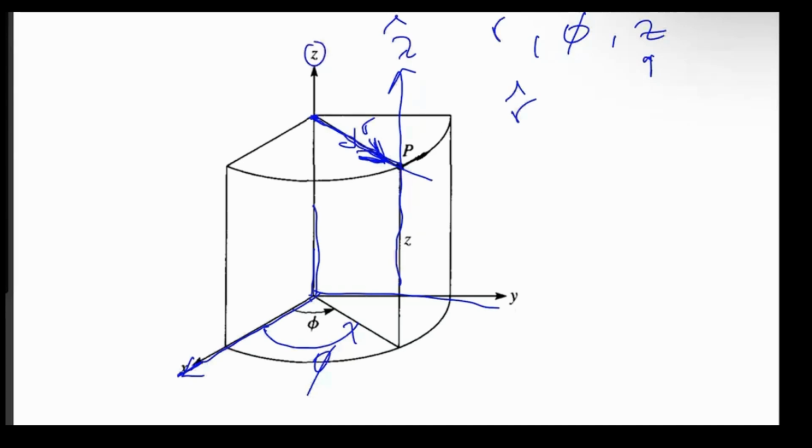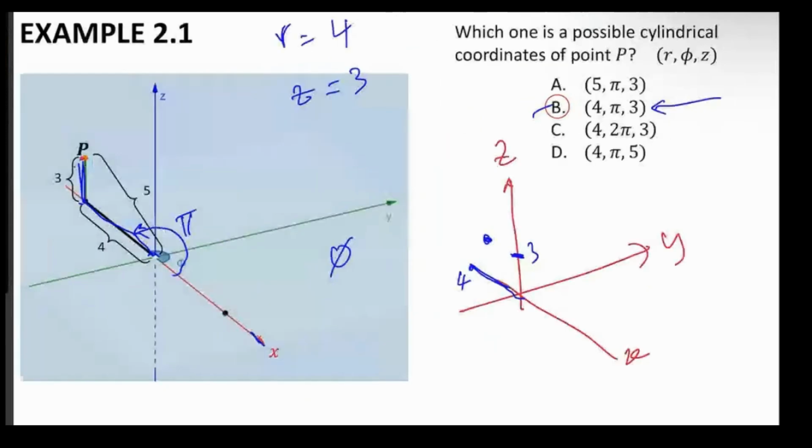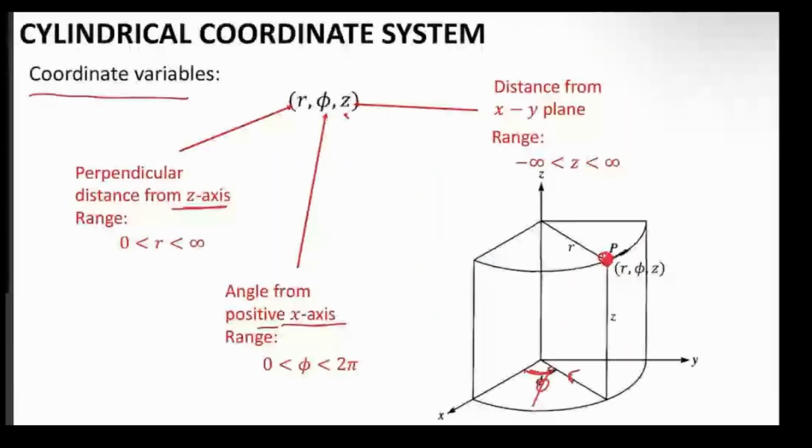The direction of R, we know the definition of R is the perpendicular distance from the Z axis, the radius of the cylinder. The direction of R is from the Z axis to point P, so the range is 0 to infinity. And the angle is measured from the positive x-axis, so the direction of the angle is from the x-axis direction, from here.